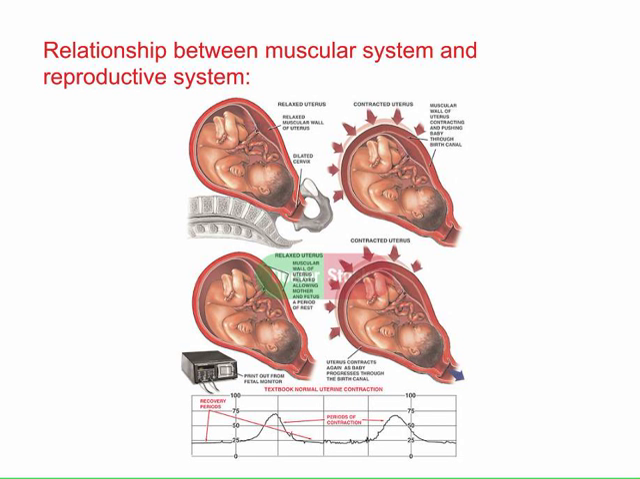Another example of a relationship between organ systems is the relationship between the muscular system and the reproductive system. So the uterus in females has muscle, and when it comes time for the baby to be born, the muscle contracts, as you can see in this picture, and that is what pushes the baby out. When the mother is feeling contractions, it is her uterus squeezing the baby out until eventually the baby pops out.